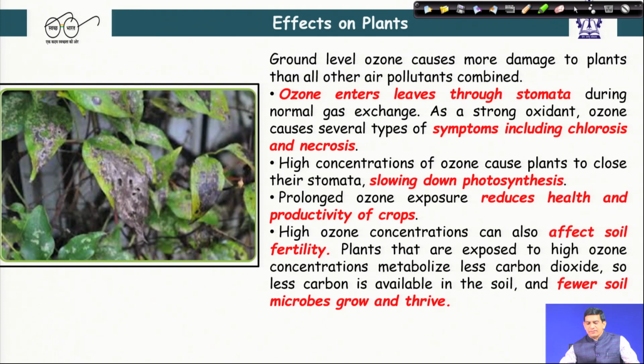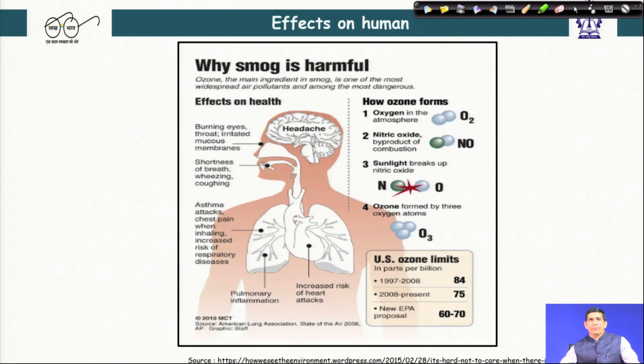It will cause several types of symptoms, including chlorosis and necrosis. High concentration of ozone causes plants to close their stomata, slowing down photosynthesis. Prolonged exposure reduces health and productivity of crops. High concentration can affect soil fertility. Plants exposed to high ozone metabolize less carbon dioxide, so less carbon is available to the soil, and fewer soil microbes can grow and thrive. So, it creates a lot of issues there.